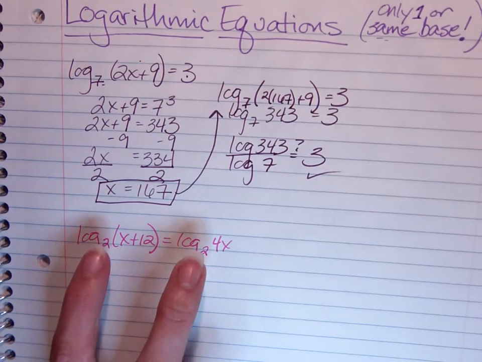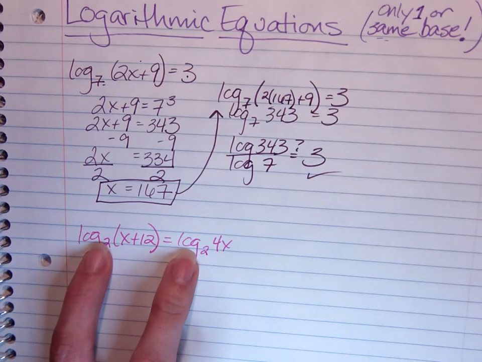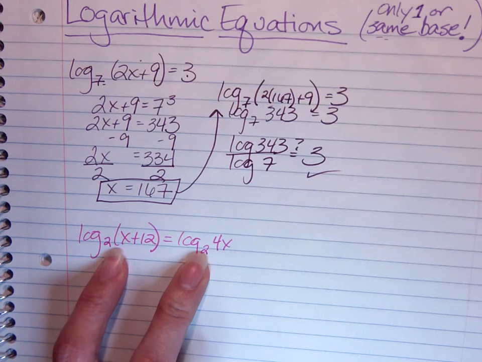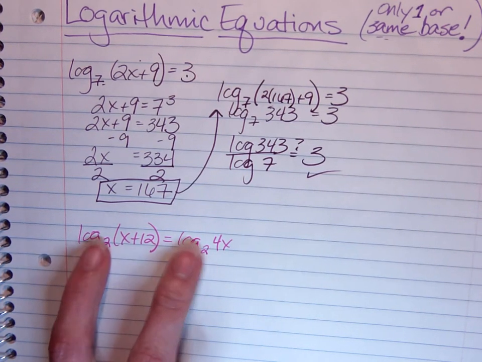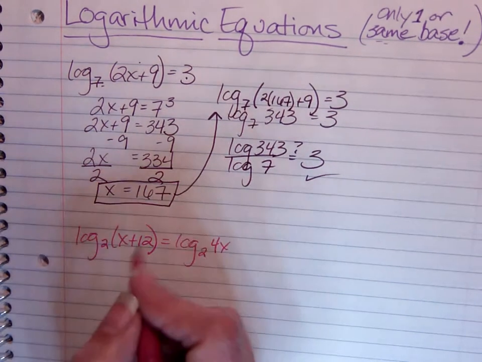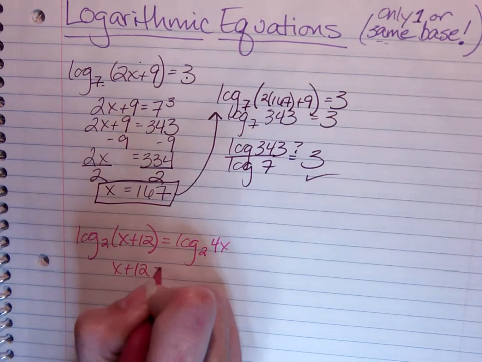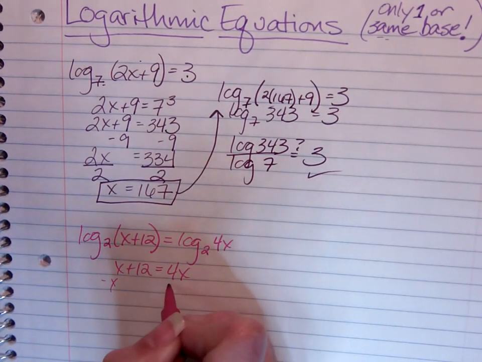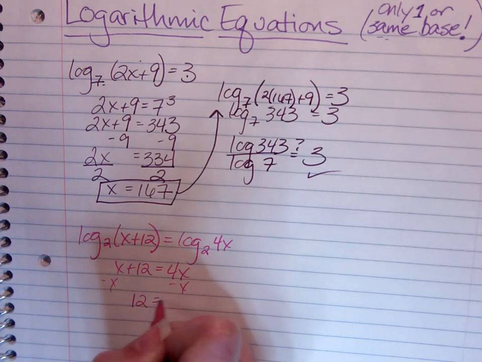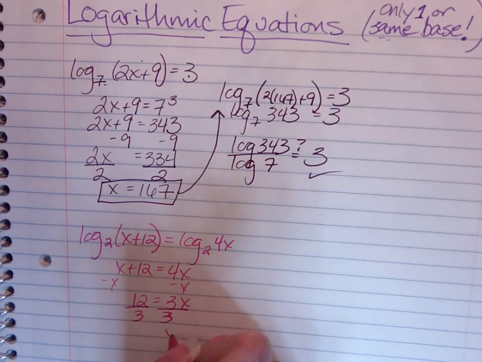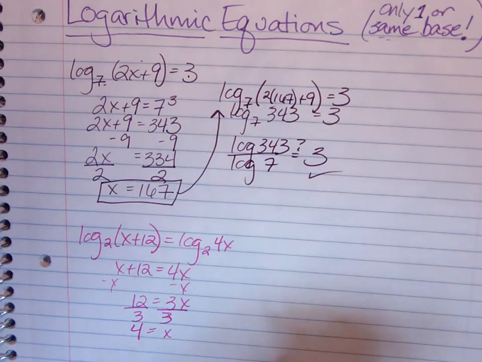I've got two single log expressions set equal to each other, and they both have the same base. This is exactly like our exponential equation's most basic example. The bases match, there's only the one, so I'm really only going to have to worry about the x plus 12 equals 4x. Move the x over, 12 equals 3x, and x is equal to 4.